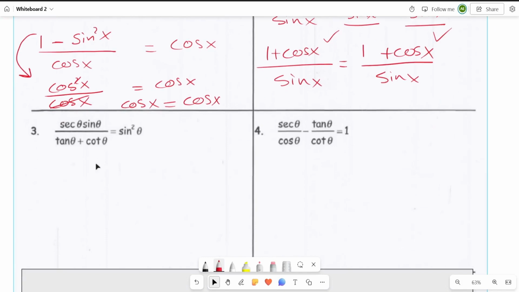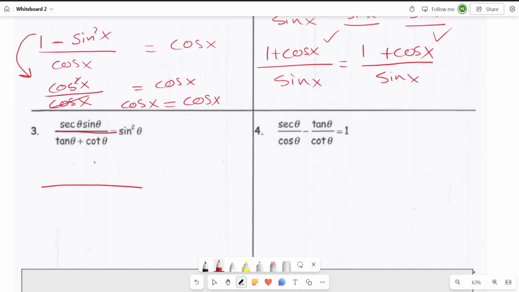Now let's go to a little bit more difficult question. Okay, so we have secant theta times sine theta over tan theta plus cotangent theta equals sine squared theta. Okay, so let's try and rewrite everything in the sine and cosine form. I like doing this. So I have this fraction, which is this.